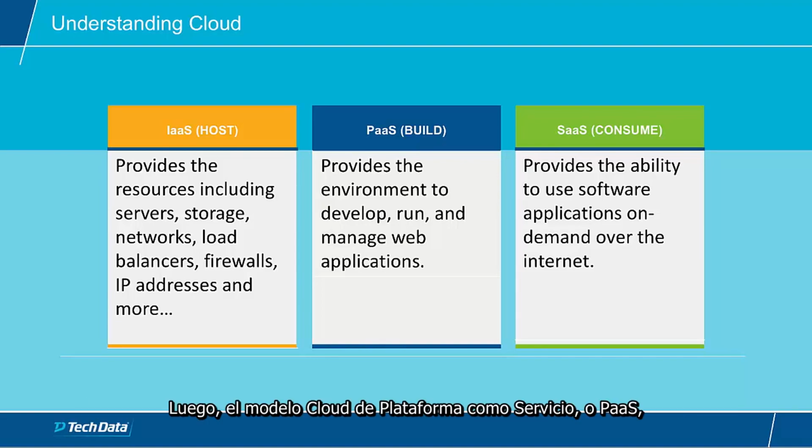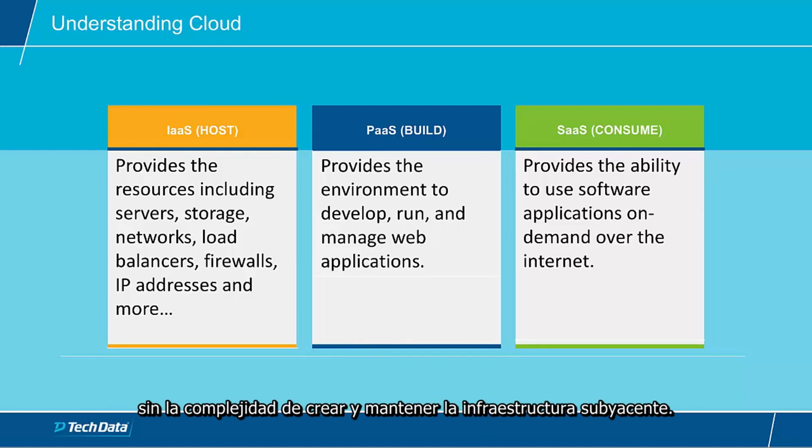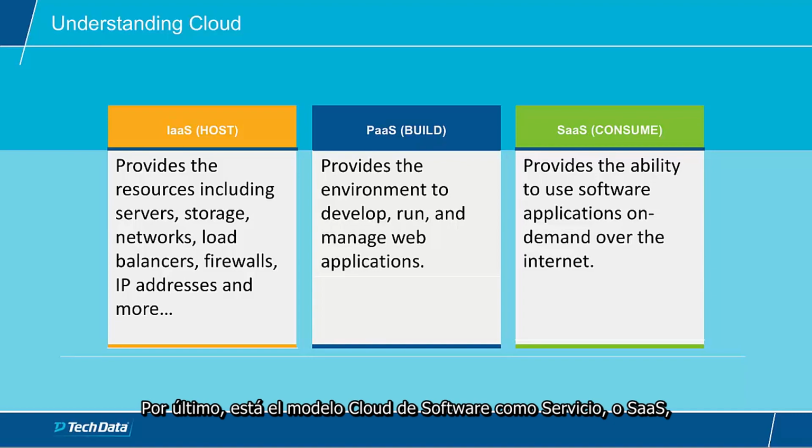Next, the platform as a service, or PaaS, cloud model provides the platform to develop, run, and manage web applications without the complexity of building and maintaining the underlying infrastructure. Last is the software as a service, or SaaS, cloud model, which provides the ability to use software applications on demand delivered by the cloud provider over the internet.